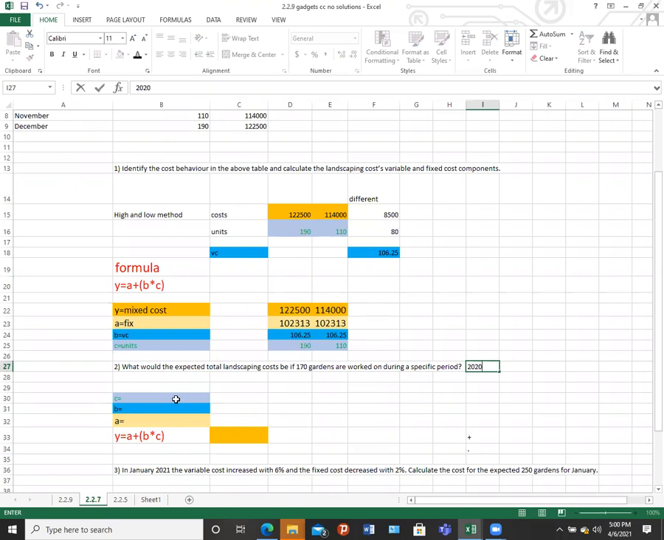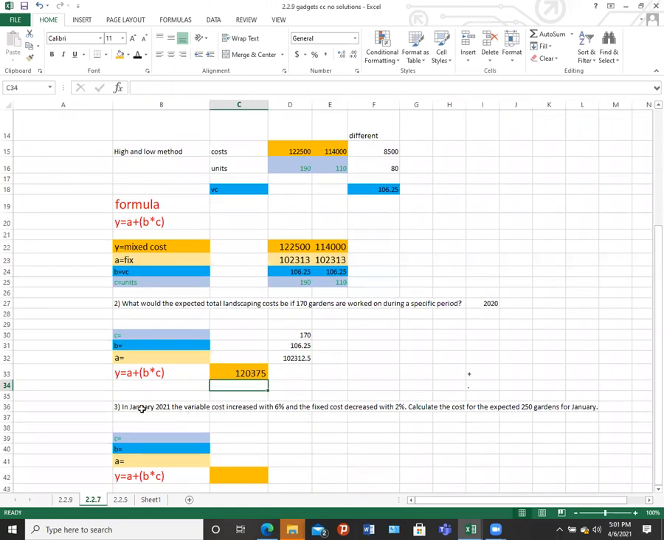Here, guys, your unit now is how much? 170. And then your B is still the same, this one. And then your A is this one. What are you looking for? You are looking for your Y. And then you know your formula. Y is equal to A plus B times C, which equals this, which means here we are done. Here, guys, they say assume.